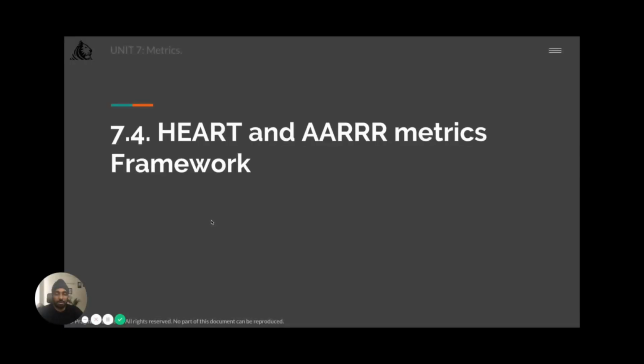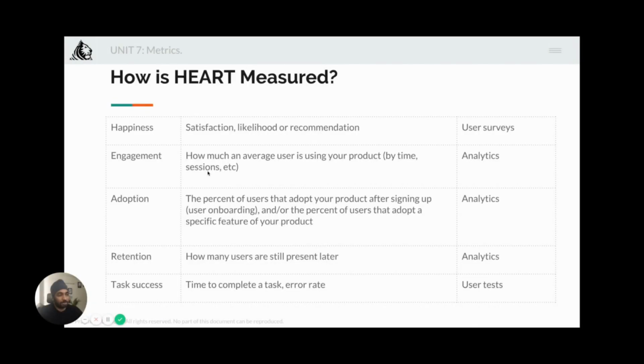So with this as a background, let's talk about two frameworks which are almost industry standard. Like everybody uses this in startups. So there is the framework called HEART, which was proposed by Google via their Google Sprint book and their entire framework around conducting super rapid design sprints.